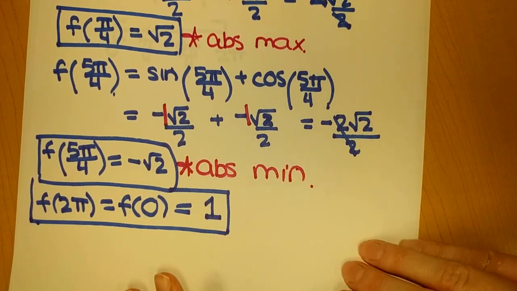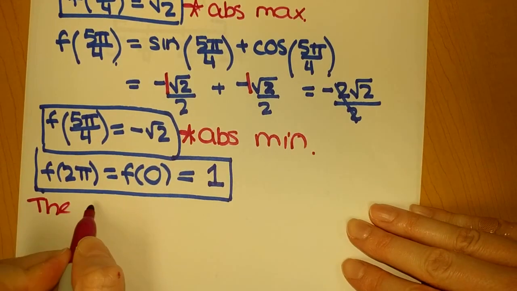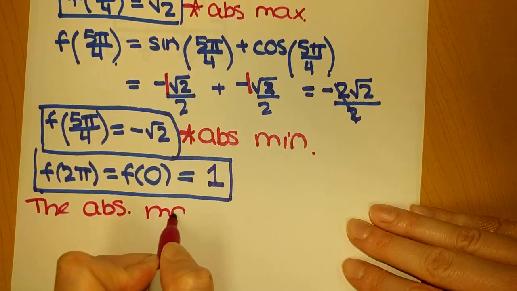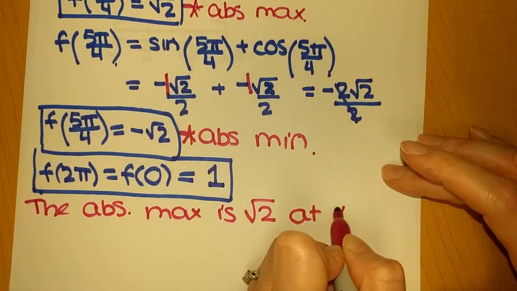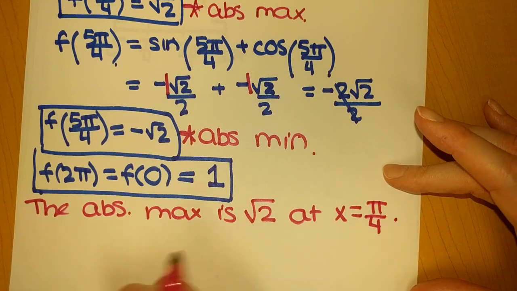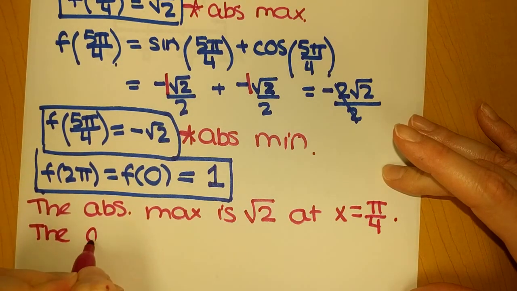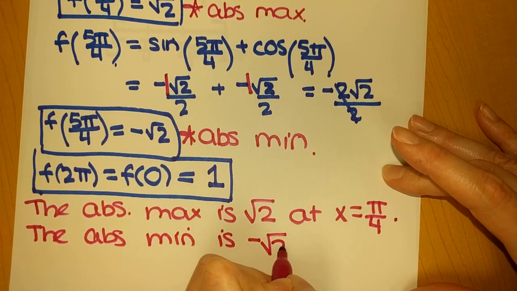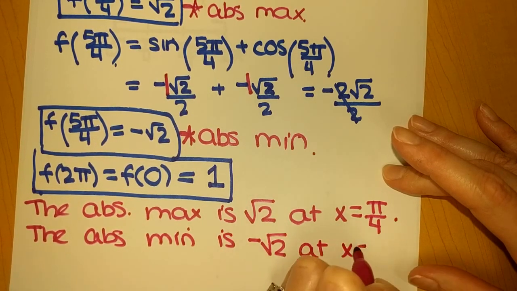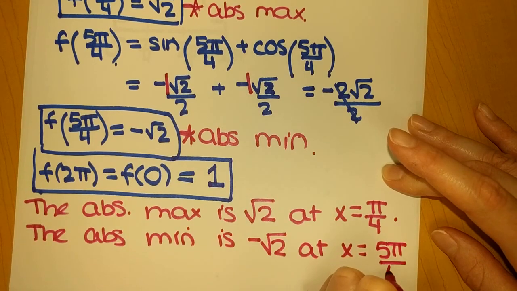Okay? All right, so we would say the absolute max is square root of 2 at x is equal to pi over 4. And then the absolute min is negative square root of 2 at x is equal to 5 pi over 4.